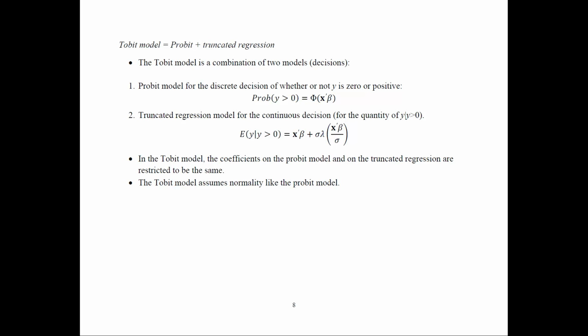So in the Tobit model, we have noticed that these variables x are the same, and we also have that those coefficients beta are restricted to be the same. So we will discuss another model later on where this wouldn't be the case, where we could have not only different coefficients here, but we could also have different variables there influencing the two decisions. The last point to make here is that the Tobit model assumes normality.